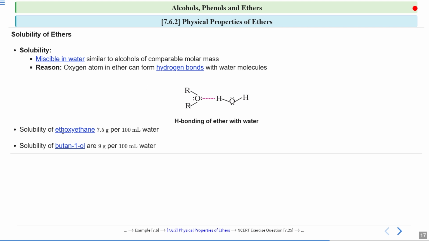If you see ethoxyethane and this alcohol, both have the same non-polar part. They differ a little because of their different bonding with water molecules. So overall, ethers are miscible in water.